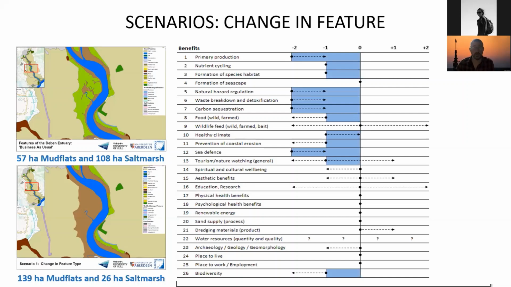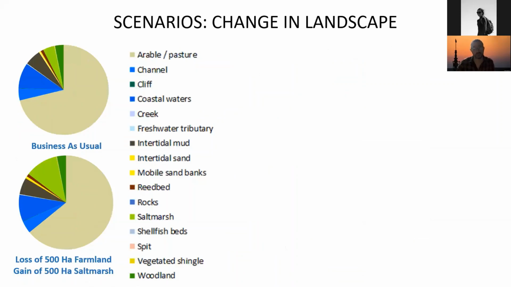We did this for 2 scenarios. The other scenario that we used was a change in landscape. So this would be if we move from a system where it was dominated by arable pasture land, in the top pie chart here, the beige is arable pasture. And then what would happen if we actually lost 500 hectares of farmland through managed realignment, for example, to salt marsh? What will be the change in benefits of that system from moving from arable farmland to a salt marsh dominated system? A very controversial scenario with the group, we discovered.